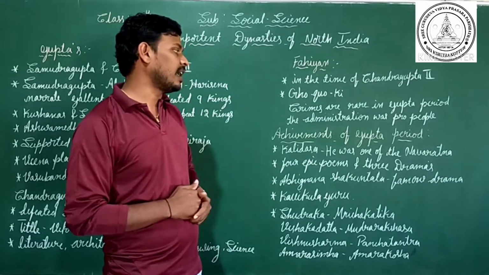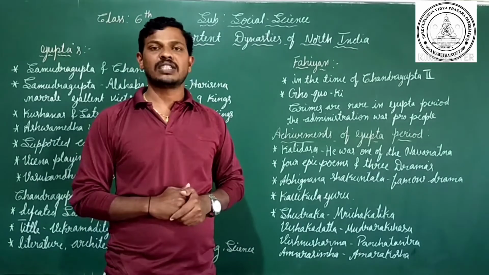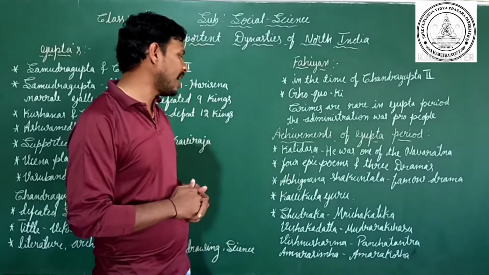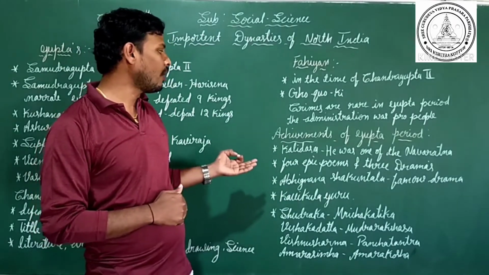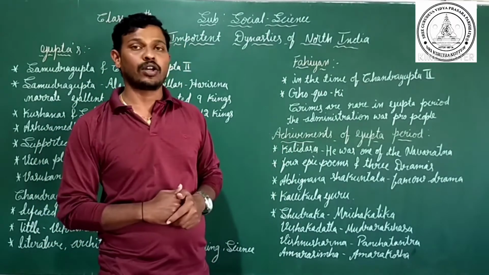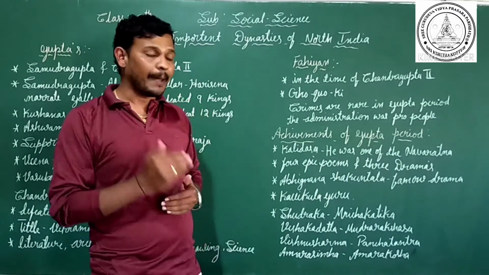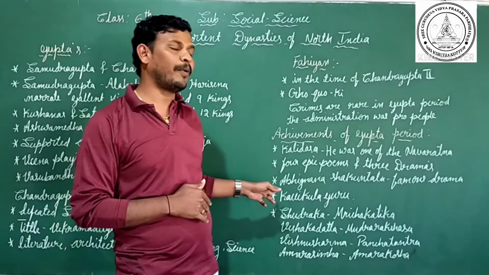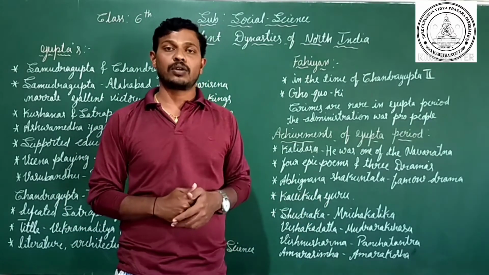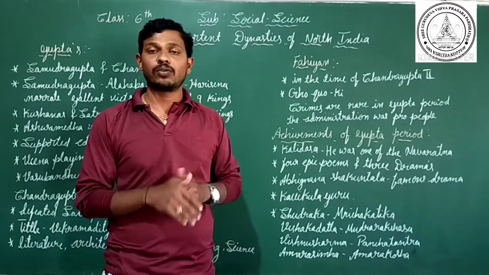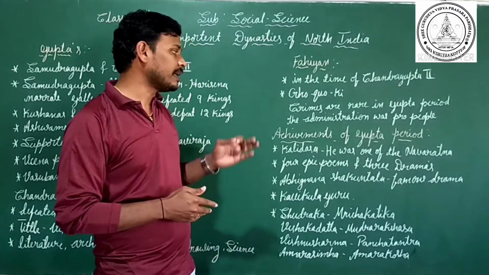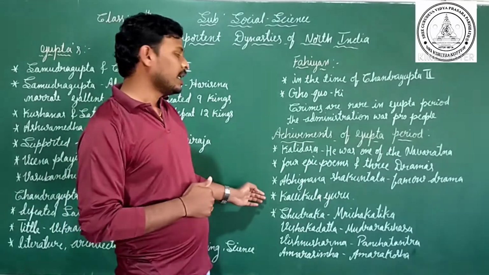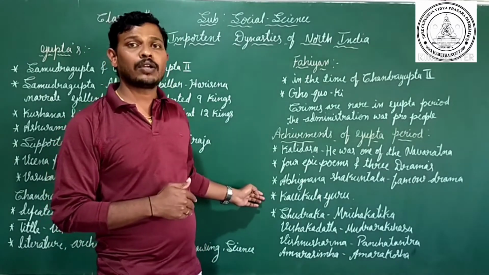Kalidasa was one of the Navaratnas of the Chandragupta period. He is one of the best playwrights in the world. He wrote many works, especially 4 epic poems and 3 important dramas. One of the important dramas is Abhignana Shakuntala. This Abhignana Shakuntala is one of the important dramas of Kalidasa. And he is given the name Kavikula Guru.